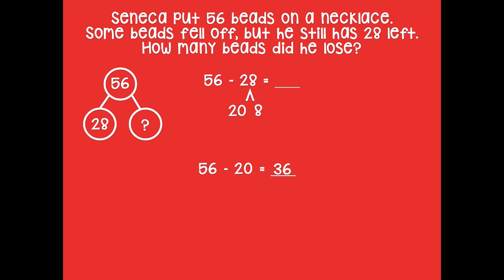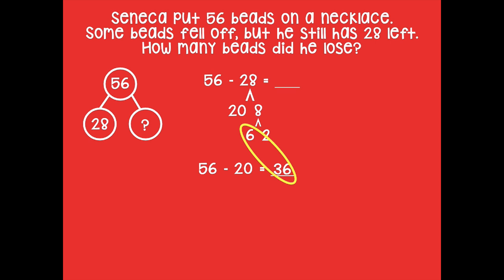Now, when I look at 36, I know the next one I'm supposed to subtract is that 8, but that's a little bit tricky, 36 minus 8. So you know what, friends? I'm going to take this a step more, and I'm going to break apart this 8 even more. I'm going to break apart this 8 into a 6 and a 2. And I'm doing that because I can do 36 minus 6 in my head, right? That's a super easy one. So I wanted to be able to make that easier.